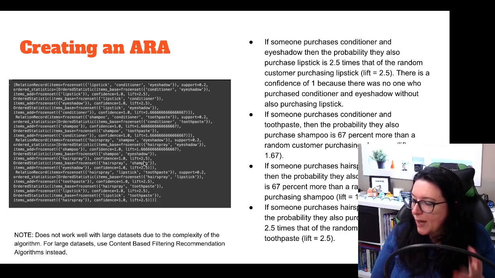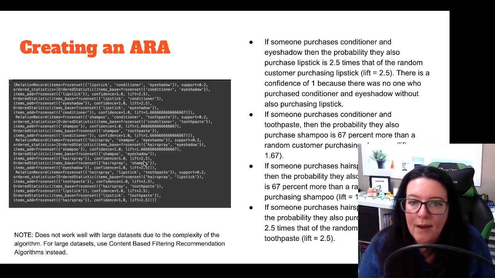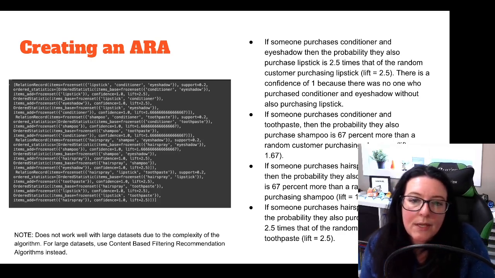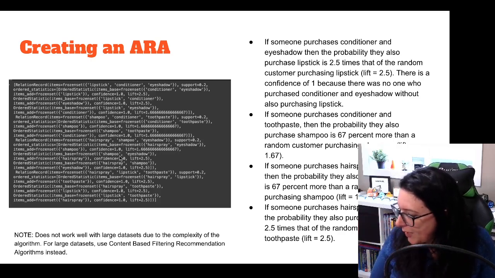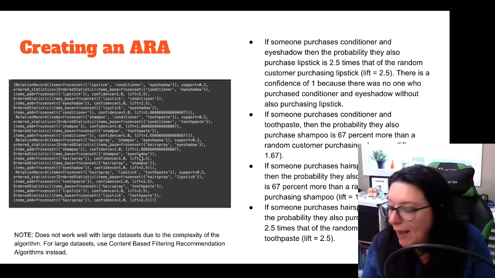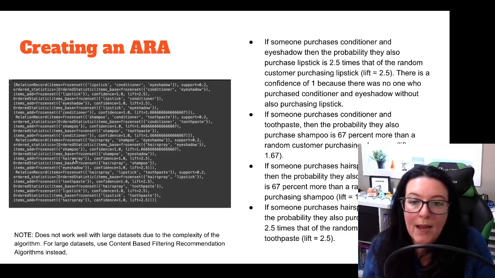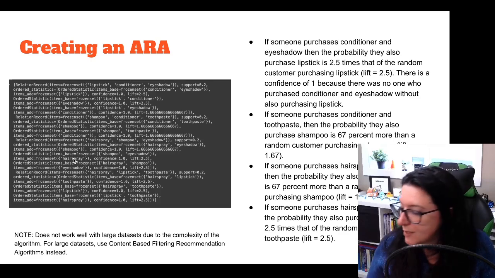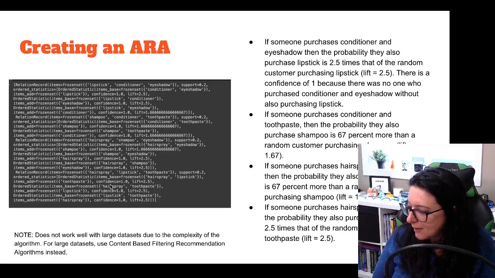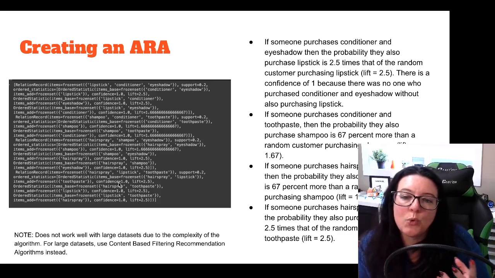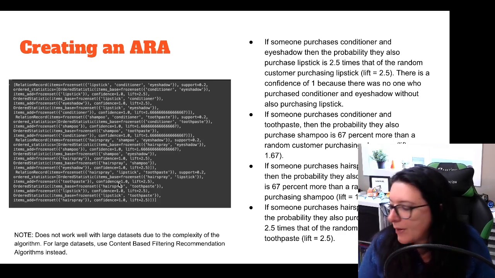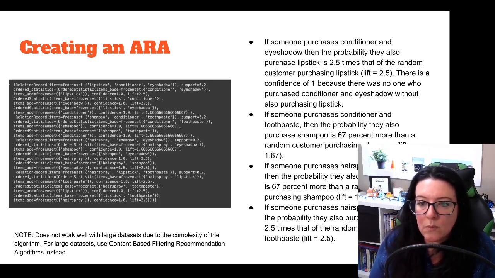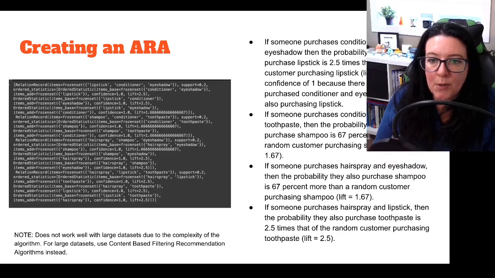So here, shampoo and eyeshadow predict hairspray. And that's if they buy shampoo and eyeshadow, they're 2.5 times more likely to buy hairspray than just an average, random person buying hairspray. Hairspray and shampoo predict eyeshadow with a lift of 2.5. Okay. So we're creating these rules that predict what someone else is likely to purchase.